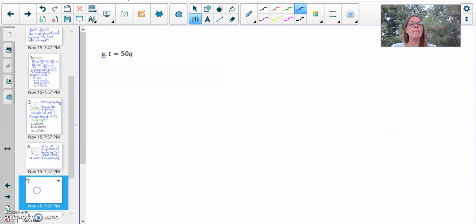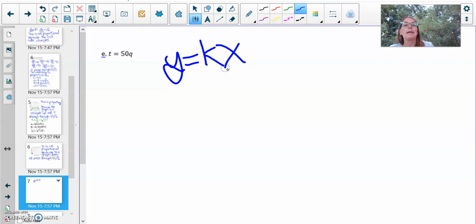Okay. Looking at an equation now, we have T equals 50Q. And remember, for an equation to be proportional, it has to be the format y equals kx. This equation is in that same format. They're just using t for the variable y, and they're using q for the variable x. So it is proportional.